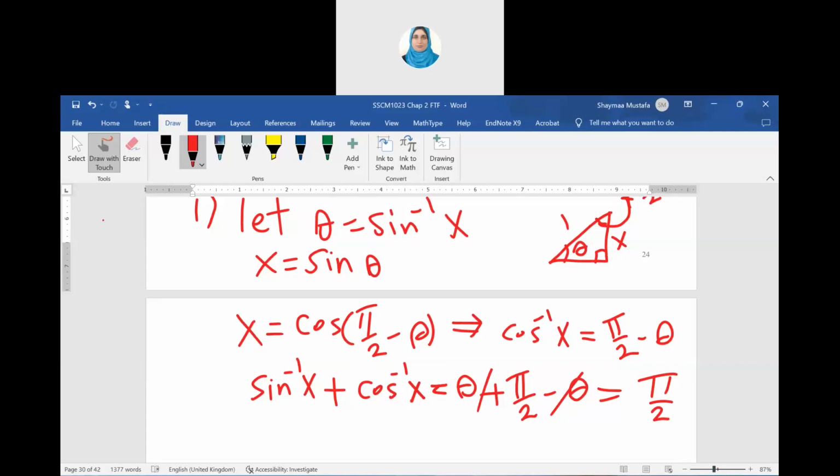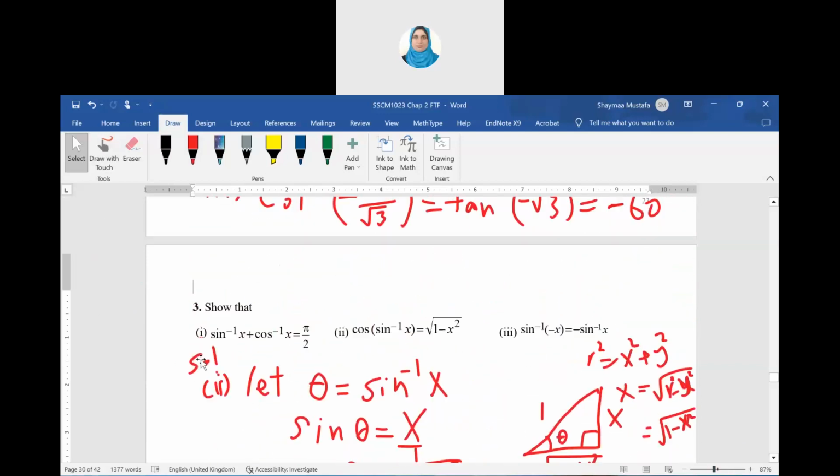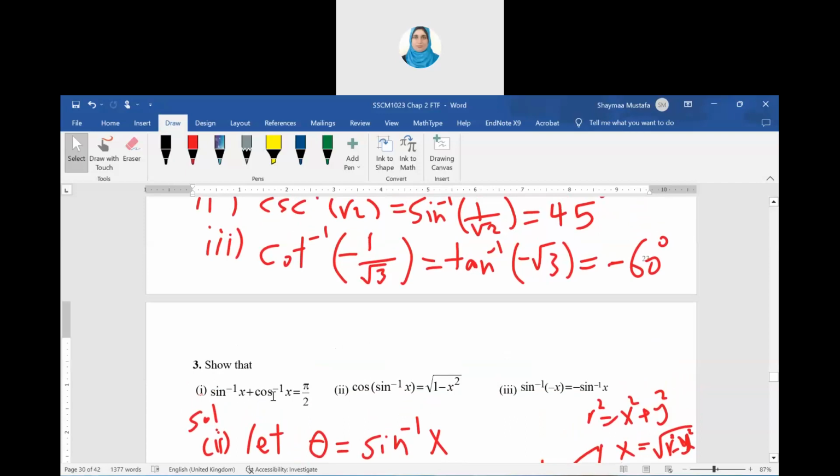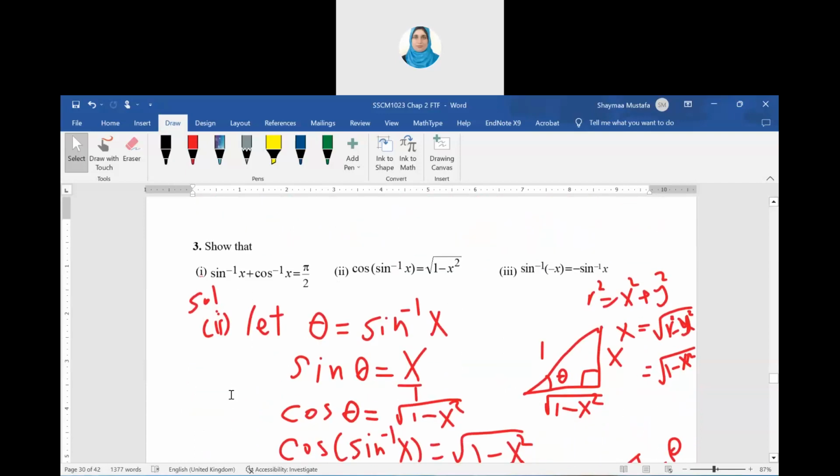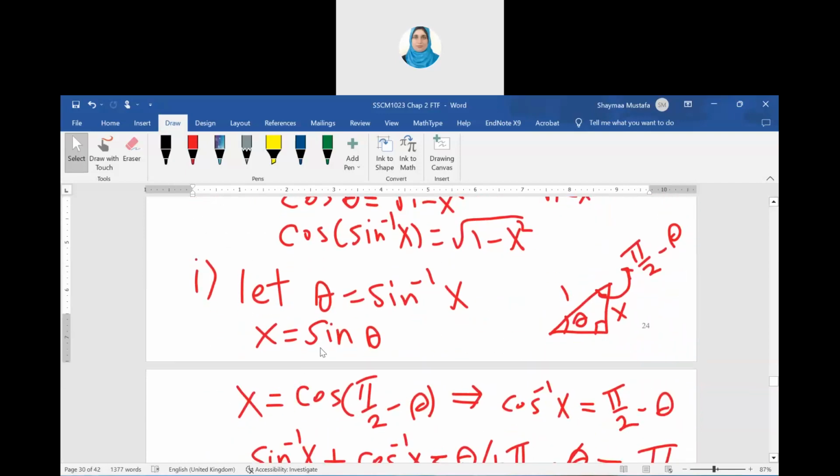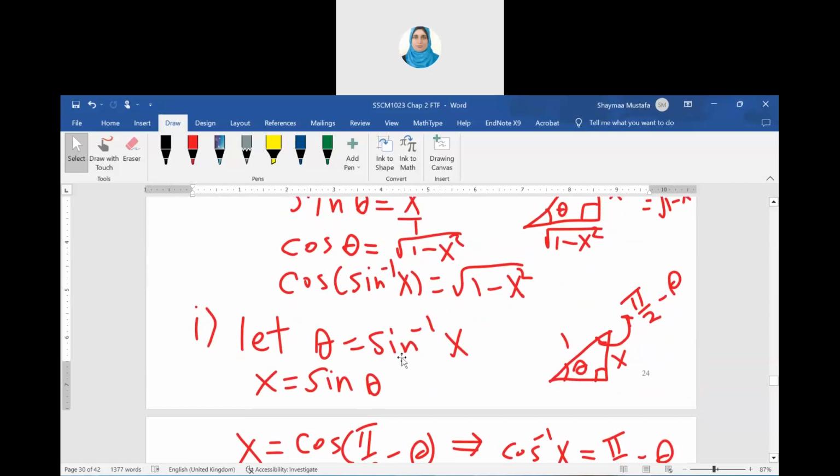So again, how can I prove the first one? First, I need to prove that sine inverse plus cos inverse is equal to pi over 2. I assume sine inverse x is equal to theta. Then x is equal to sine theta. If you draw a triangle, sine theta is the opposite over hypotenuse, x over 1.